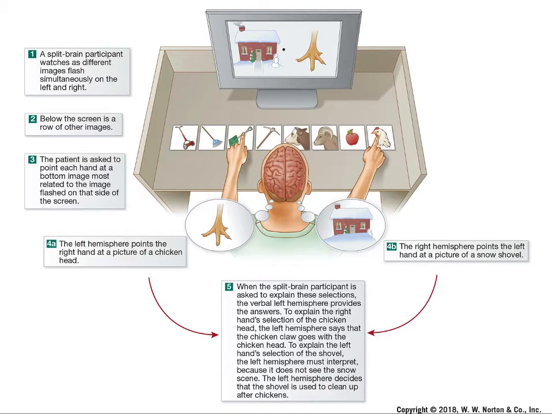When the split brain participant is asked to explain these selections, the verbal left hemisphere provides the answers. To explain the right hand selection of the chicken head, the left hemisphere says that the chicken claw goes with the chicken head. To explain the left hand selection of the shovel, the left hemisphere must interpret because it does not see the snow scene. The left hemisphere decides that the shovel is used to clean up after chickens.